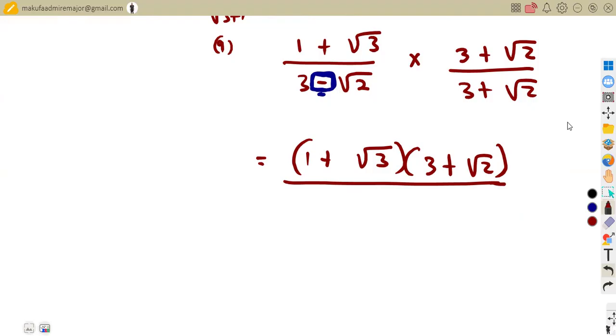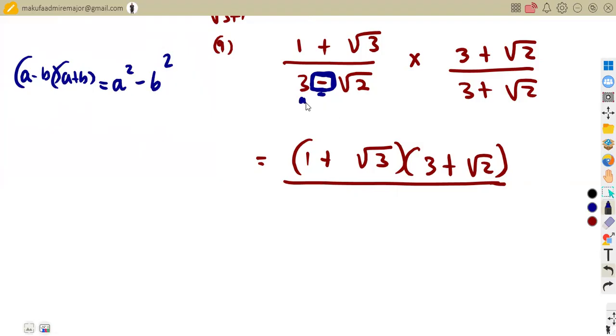So here, if you are to consider what is happening here, you can see that there is a difference of 2 squares there. We have got 3 minus square root of 2, 3 plus square root of 2. Consider from your difference of 2 squares, a minus b into a plus b. Where was this one taken from? It was taken from a squared minus b squared, our difference of 2 squares.